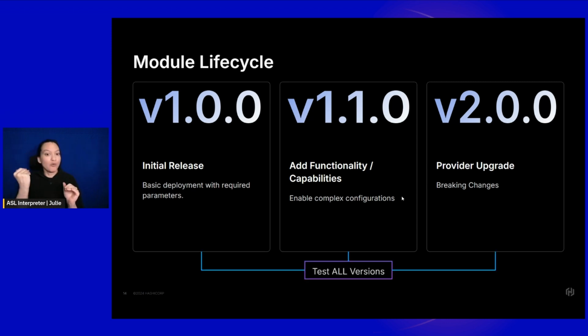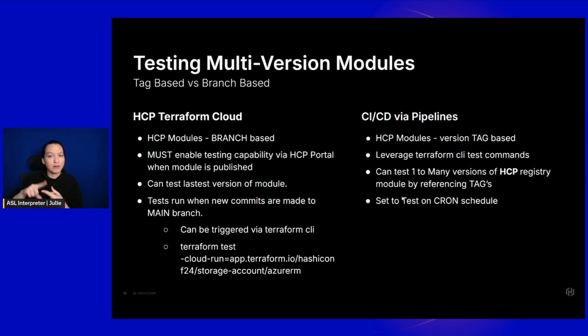But how do we test all versions? Because we have customers who onboarded with 1.0 and are very happy. And we have customers who upgraded to v1.1. And of course, we have our bleeding edge engineers who always have the latest and greatest version in their code, and we love them. But they are on v2.0. But we cannot abandon our customers who are on the older modules. So how do we handle testing multiple module versions within HCP and our pipeline?